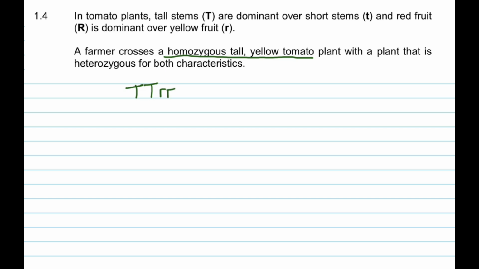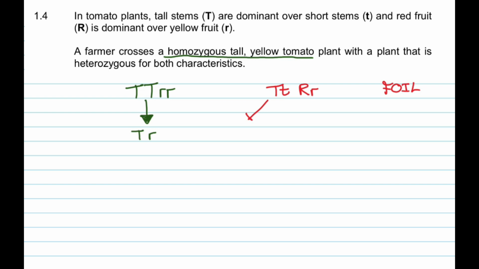Now, that's the parent. Then we need to figure out what the gametes will look like. And this means that this parent can only give us one type of gamete. Now let's have a look at that second parent, and this one is heterozygous for both characteristics. So capital T, small t, capital R, small r. And here we're going to make use of the FOIL method, which we did in our first video, to try and figure out the possible gametes.